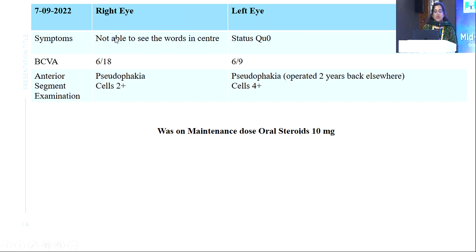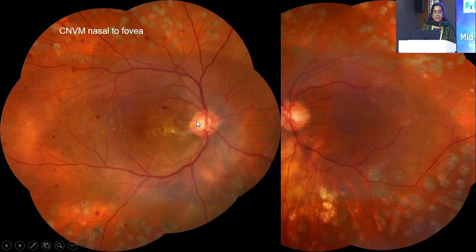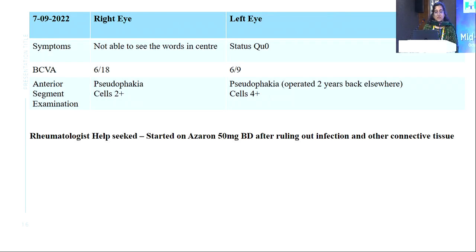in November he came back to us with decreased vision in the right eye and cells. He was on a maintenance dose of oral steroids. Then we could see a subretinal fibromembranous structure present between the fovea and the disc. He had developed a CNVM.